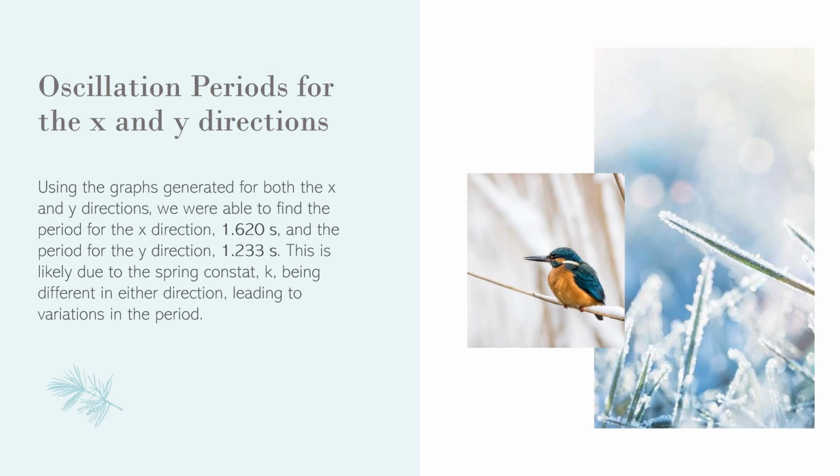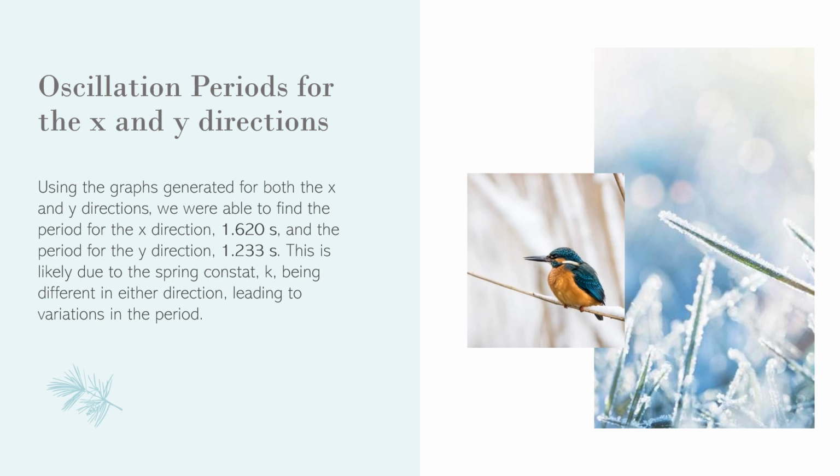Finally, the oscillation periods for the x and y directions. Using the graphs we generated earlier for x-axis versus time and y-axis versus time, we're able to find the period in the x direction, which is about 1.6 seconds, and the period for the y direction, which is about 1.2 seconds. Notice that these two periods are not the same.